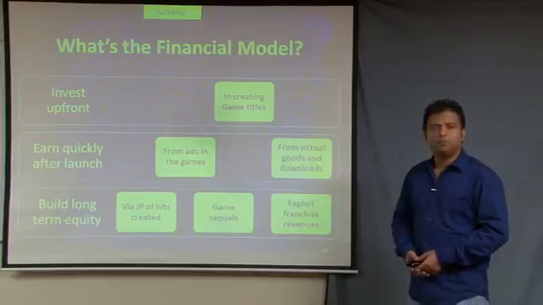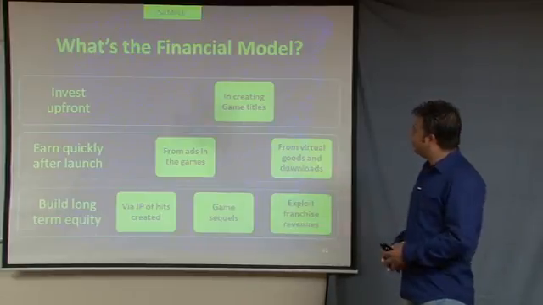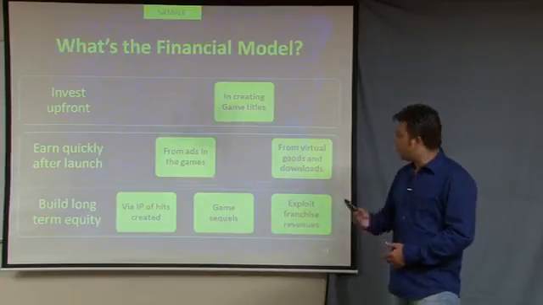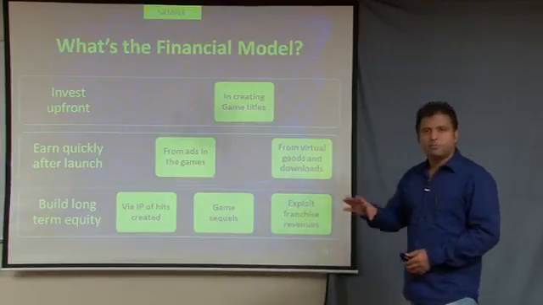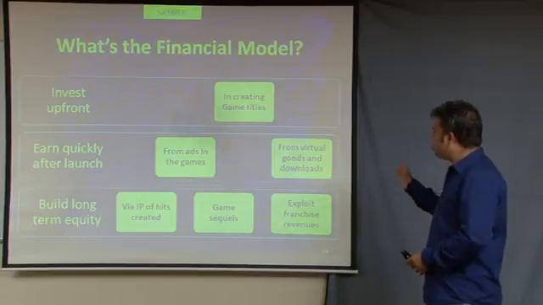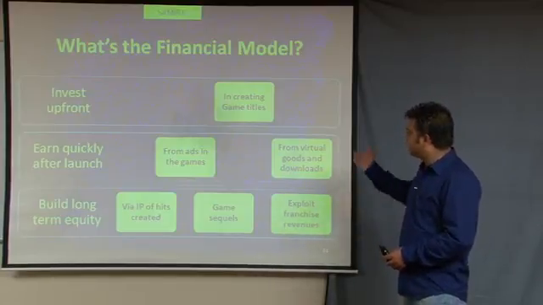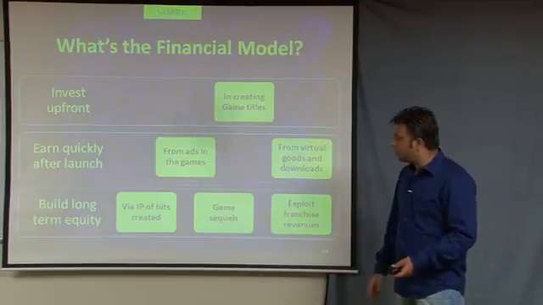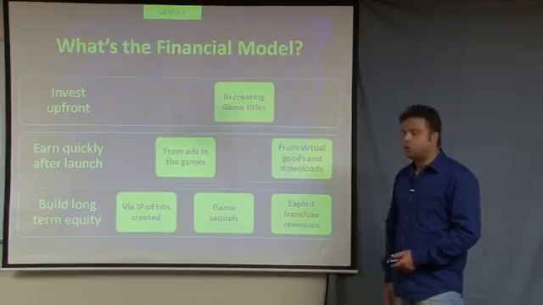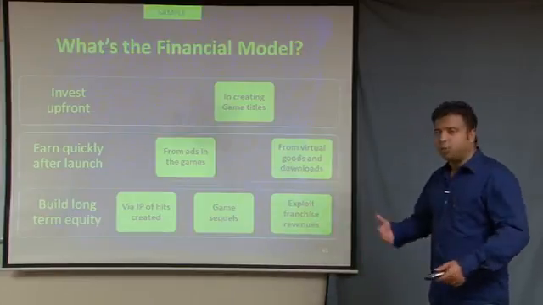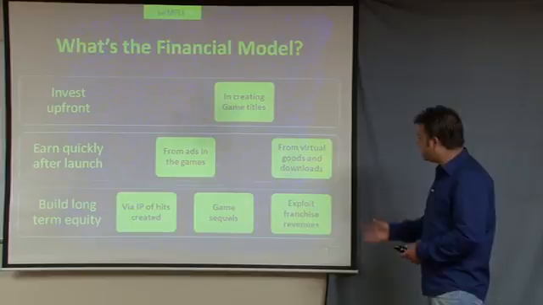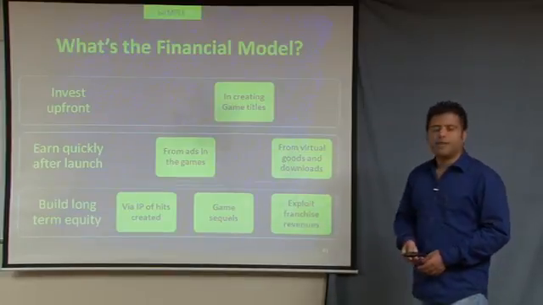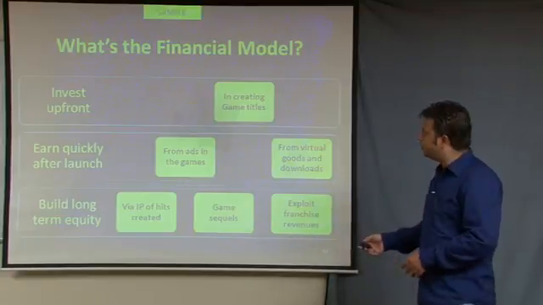So what's the financial model? How will it work? Invest upfront in creating game titles, and earn quickly after launch from ads displayed in the games and from virtual goods and downloads that the players will pay for. Build long-term equity via the IP rights of hits created, game sequels that they would launch and create, and also exploit franchise revenues. That's the entire financial model to earn revenues.